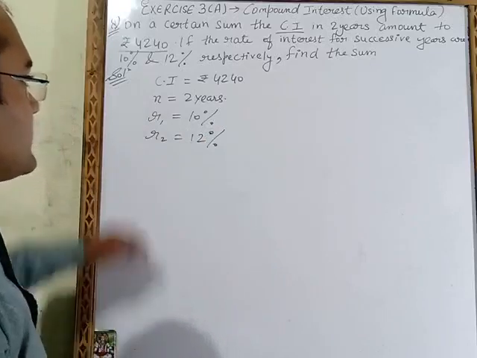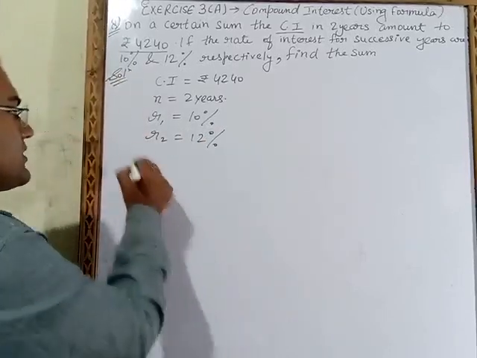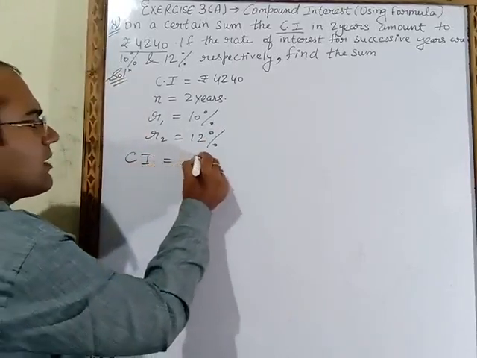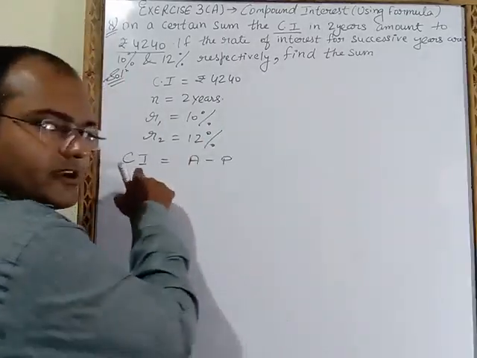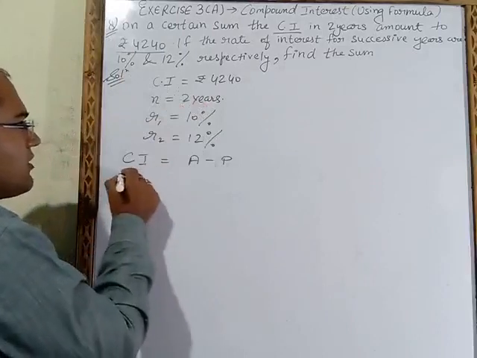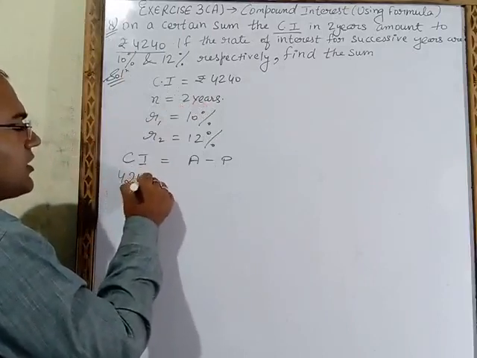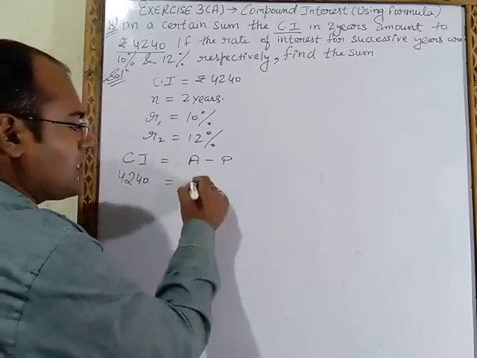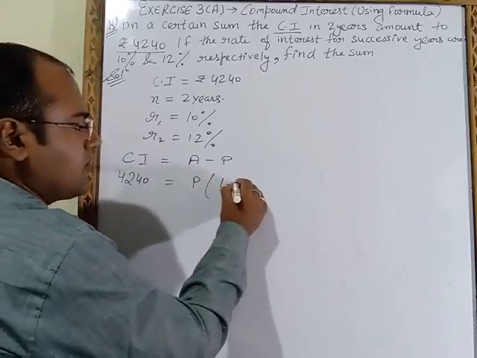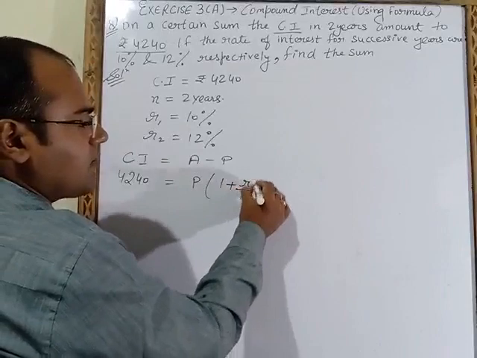So what you have to do, first of all we will use the formula for CI. CI formula is equal to amount minus principal. Now under CI we will put this value, 4240 is equal to, under amount we will use the formula for amount. Amount is equal to P bracket 1 plus R upon 100 power n.